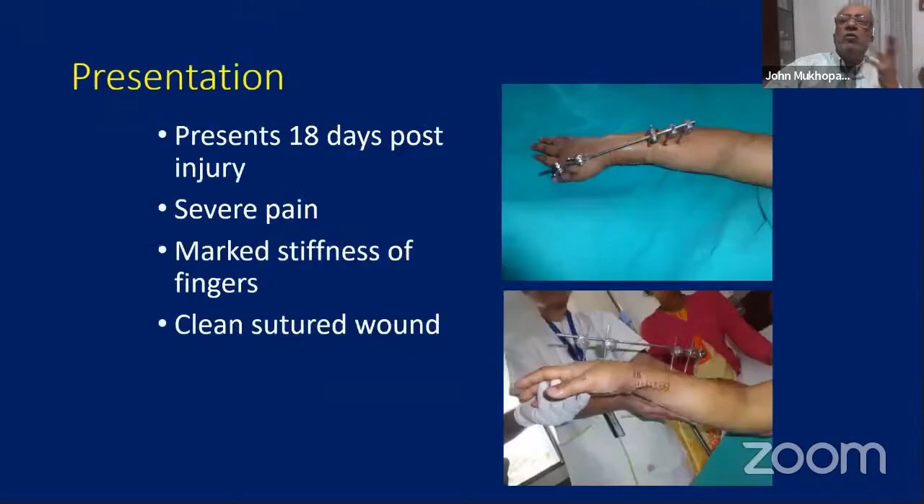There was no pus there, although earlier she had, but she had a clean operative wound, and you can see the swelling in the hands and they were really stiff. She could hardly move the fingers at this stage. And so we thought we can't put a fixator on again.